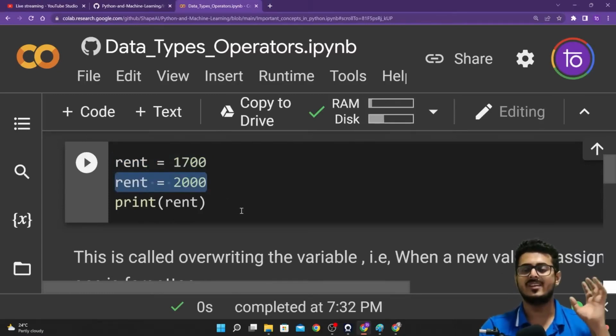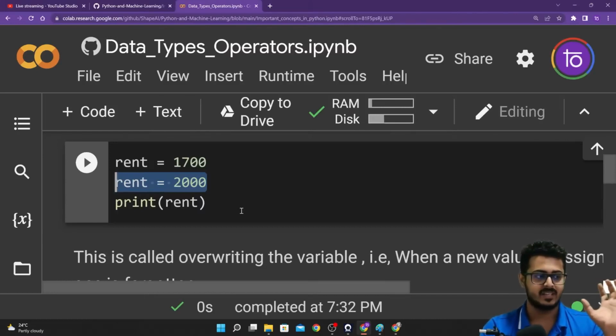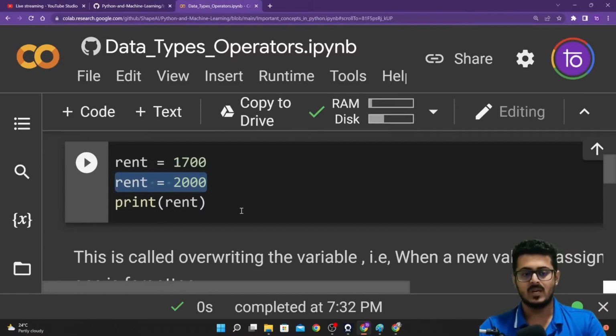So the earlier value that was there inside rent: earlier we had a box called rent with a value of 1700 inside it. Once we replace it with 2000, the 1700 gets lost in the memory. We are never able to get that 1700 back at any point of time. This is called overwriting the variable.